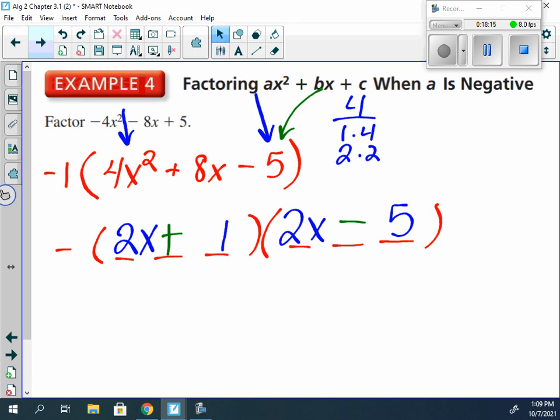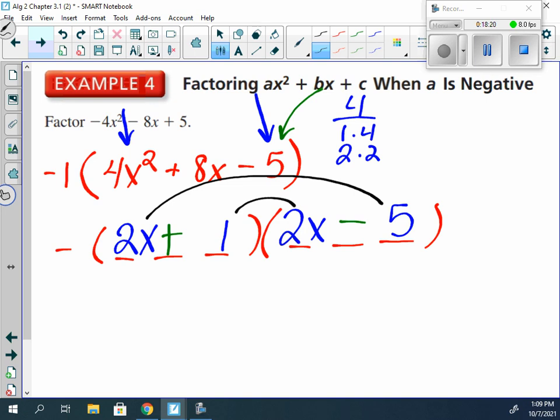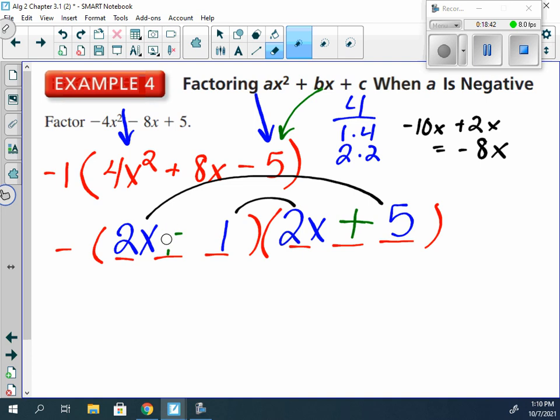2 and 2, and most likely, yes, we would need to switch the signs. Because 2x times negative 5 is going to be negative 10x. 1 times 2x is going to be plus 2x, and this gives us negative 8x. So we did get the right number, but we have the wrong sign. So I need to change the negative to be positive, and I need to change the positive to be negative.